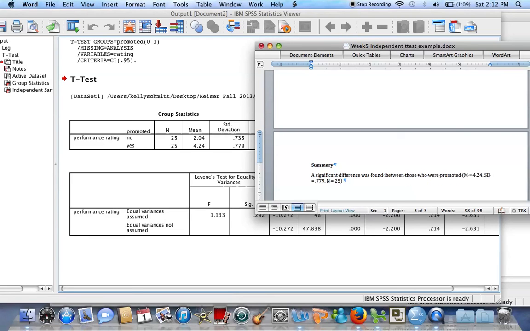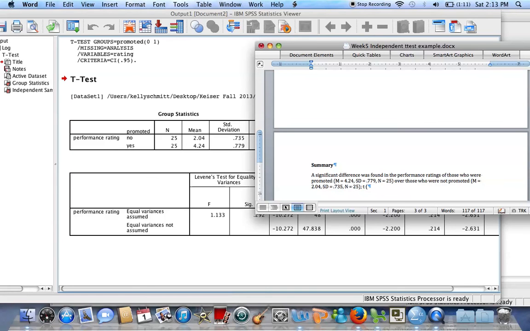was found in the performance ratings of those who were promoted over those who were not promoted. Mean equals 2.04, which we find right here. Standard deviation equals 0.735. Again, that n is 25.